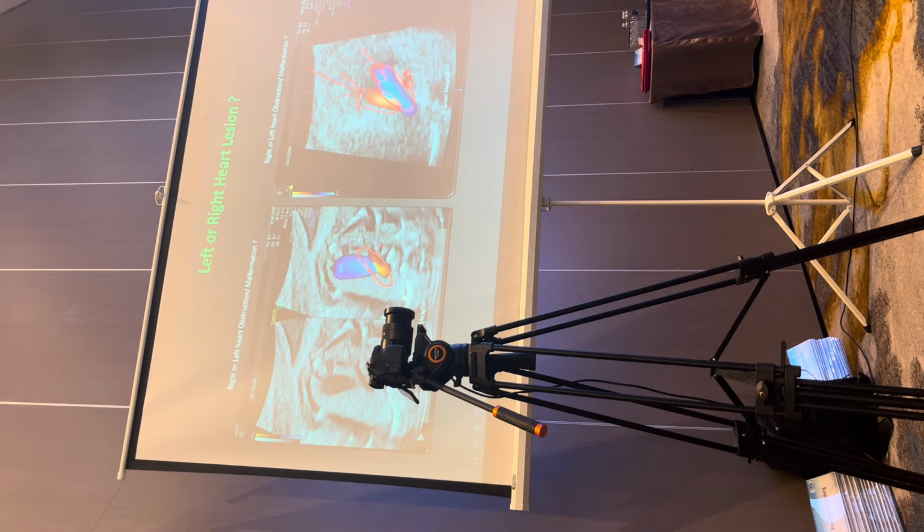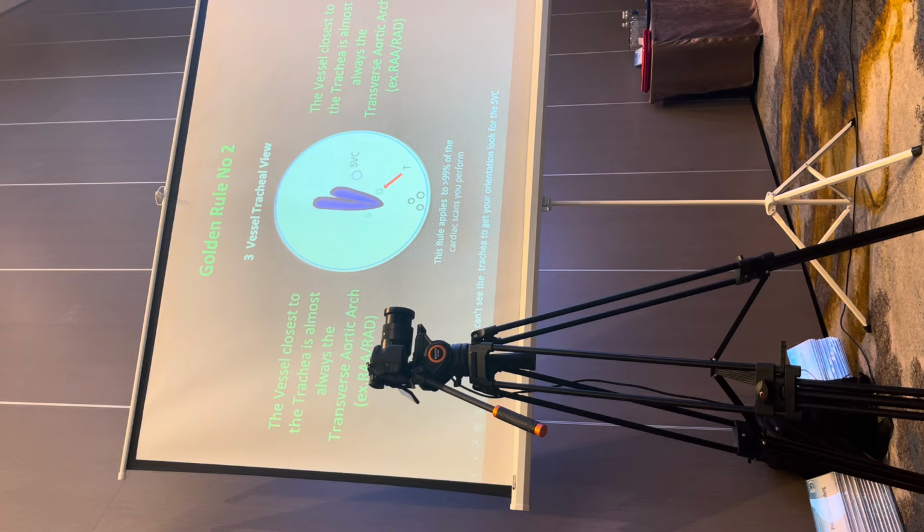So golden rule number 2 is a very simple rule: the vessel that's closest to the trachea is always the transverse aortic arch. There is one exception to that rule, and I showed it as the last case the first semester. I don't want to confuse you, but when you've got a right aortic arch or right arterial duct, it's the duct that's closest to the trachea. But forget that, it's rare. For 99.9% of the scans that you do, the vessel that's closest to the trachea is the transverse aortic arch.